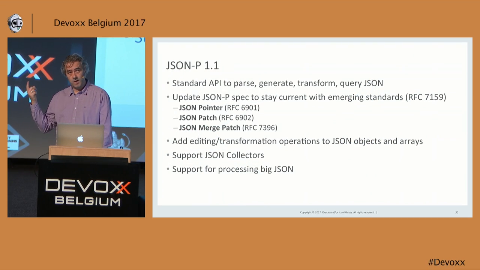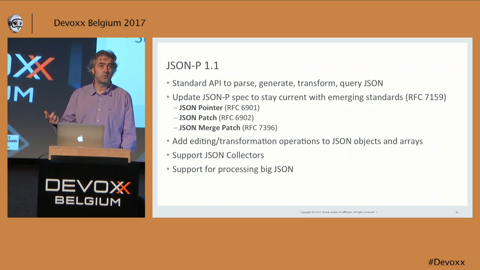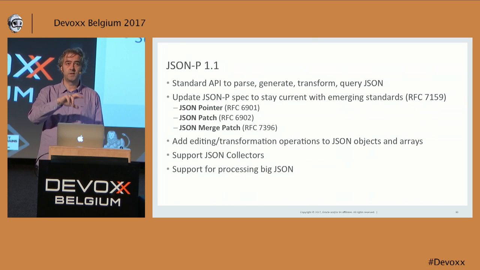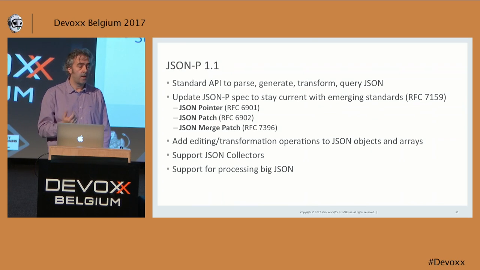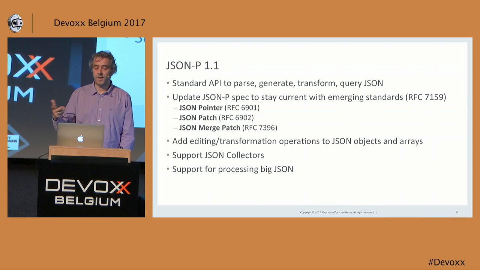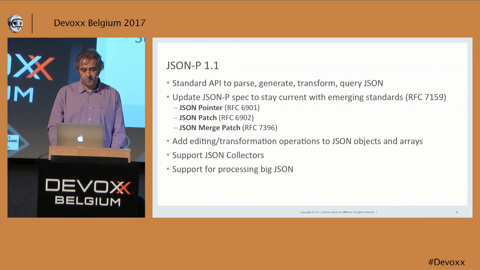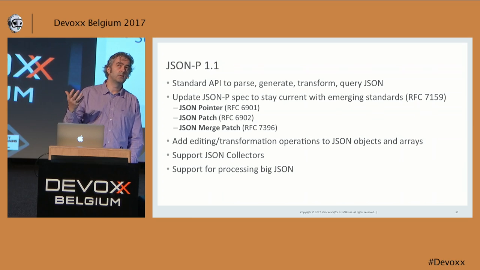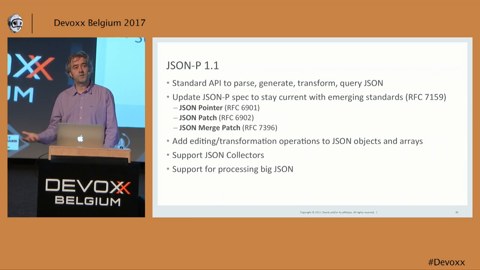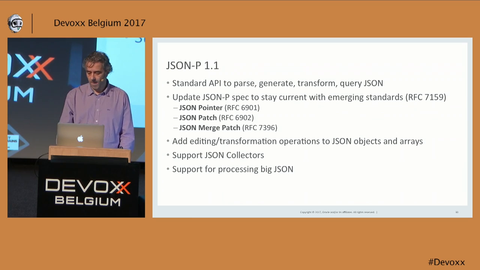We're doing two things. We have updated JSON-P 1.1. So the JSON-P API that was added in Java EE 7 has been updated, and we have introduced a new binding API. If we look at the first one, JSON-P 1.1 is about adopting a standard coming from the JSON space.